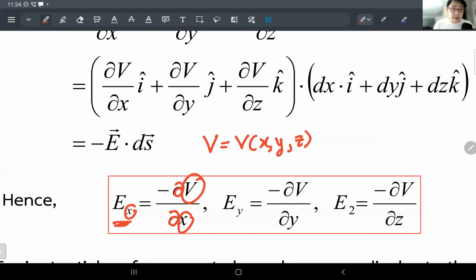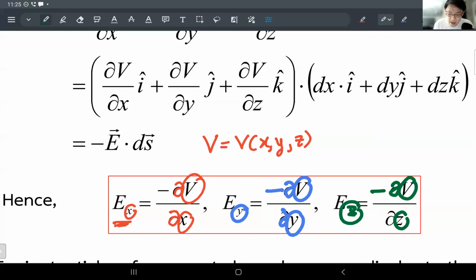If you want to calculate the y component of the electric field, no problem. Start with the V, take the derivative with respect to y, slap in the negative sign, bam, I get the y component of that electric field. If you want the z component of the electric field, take that potential, take the derivative with respect to z alone, slap in the negative sign, I get the z component. Oh, that's a typo here. Z component of the electric field. And you are done. That's how simple it is, guys.